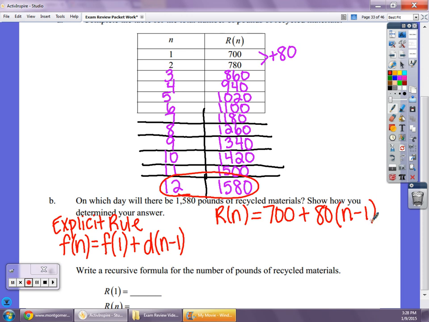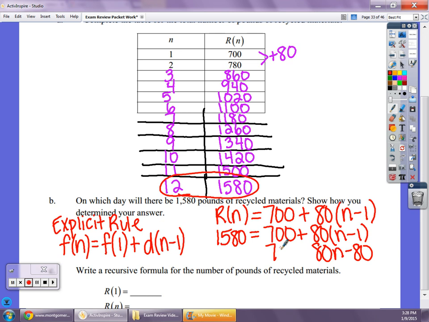All right, but we know what we're looking for. We're actually trying to solve for 1580. So instead of R of n, I'm going to write 1580. And then we're just going to solve this equation here. First thing I'm going to do is simplify. So that's going to be 80n minus 80, plus 700.